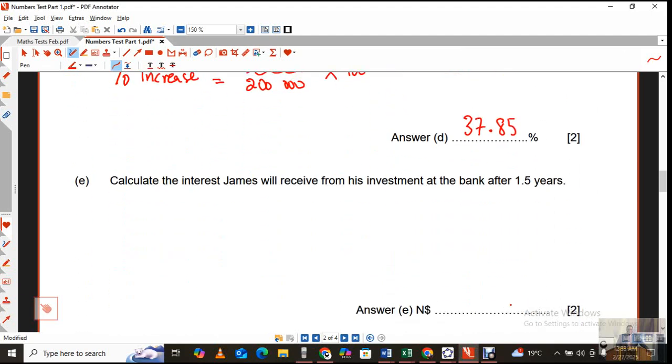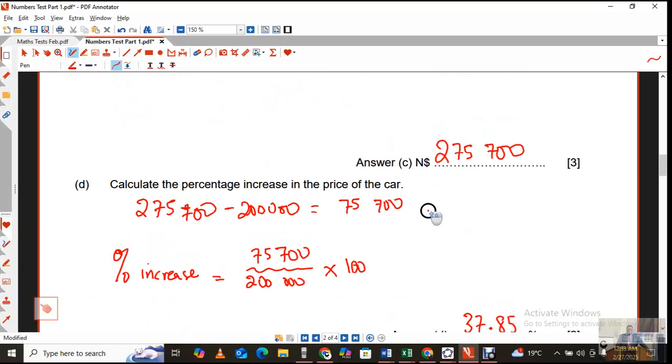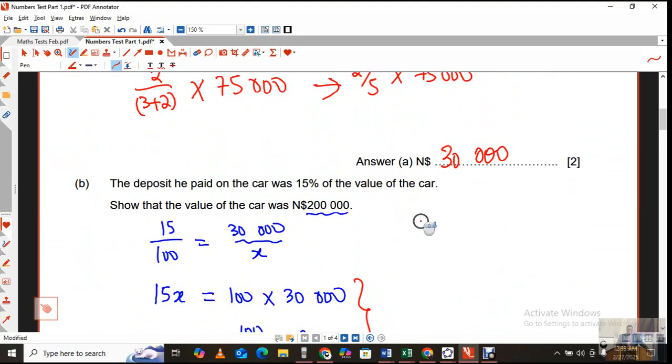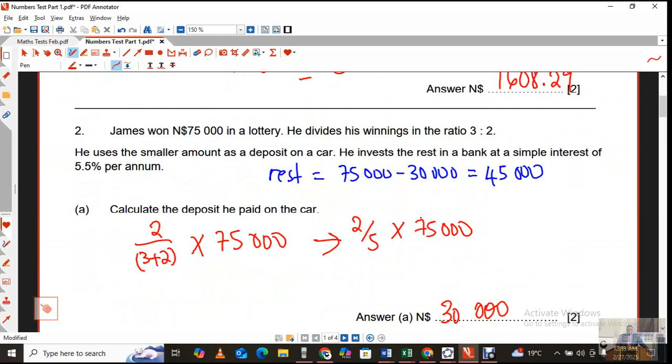Then calculate the interest he'll receive from his investment. So we need to go back and find out how much money he has left. He had $45,000 left. How does he invest this money? Well, he invests this money using simple interest. Going back to the story, it says he uses the smaller amount as a deposit for the car. He invests the rest in a bank at simple interest of 5.5%.